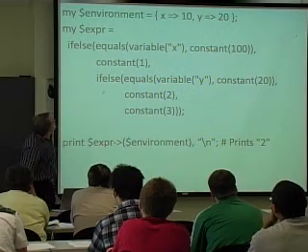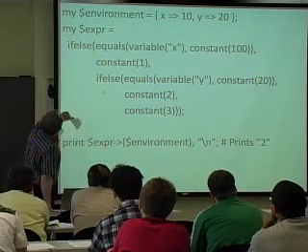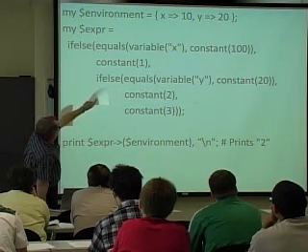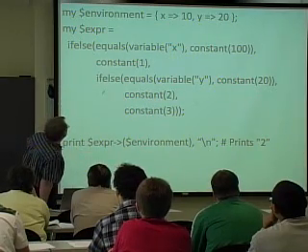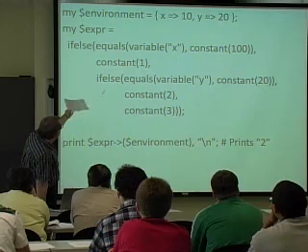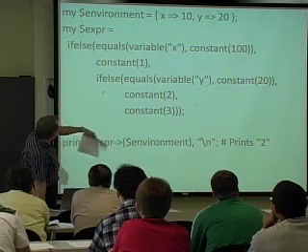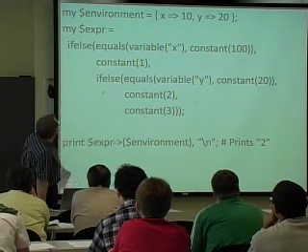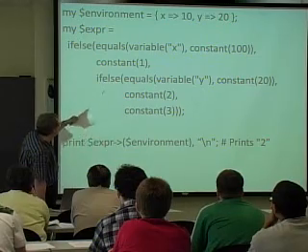Okay, here's a little example. This is the same example you saw before. I've got an environment up there: X is 10, Y is 20. If X equals 100, we return 1. Otherwise, if Y equals 20, return 2. Otherwise, return 3. Well, X doesn't equal 100. Y does equal 20, so it ends up returning 2.